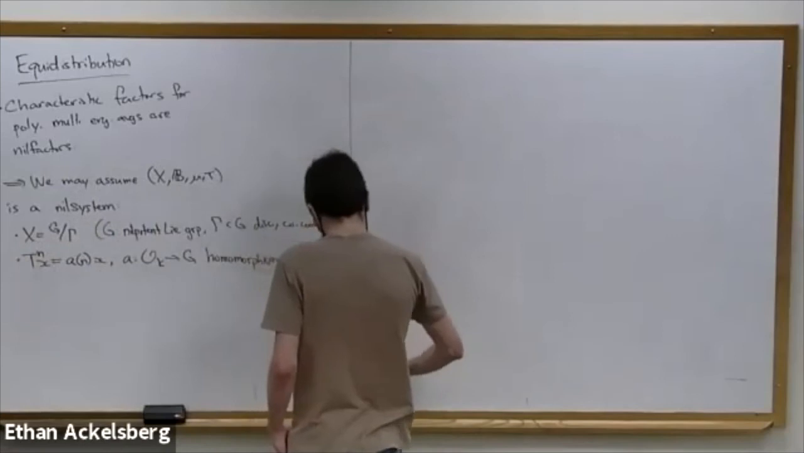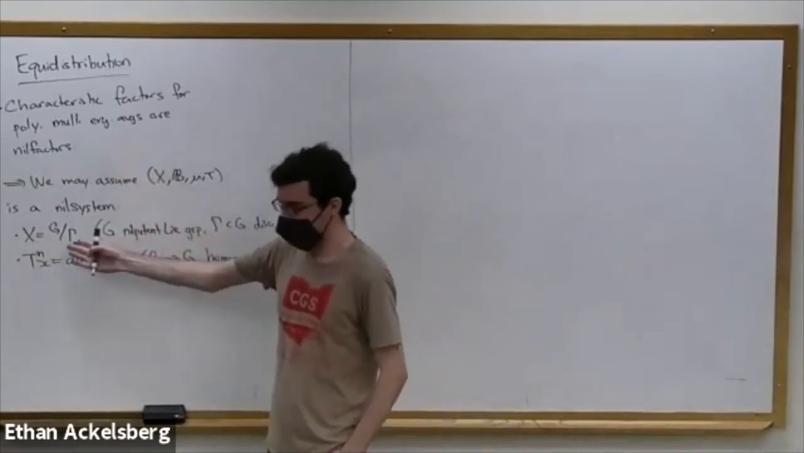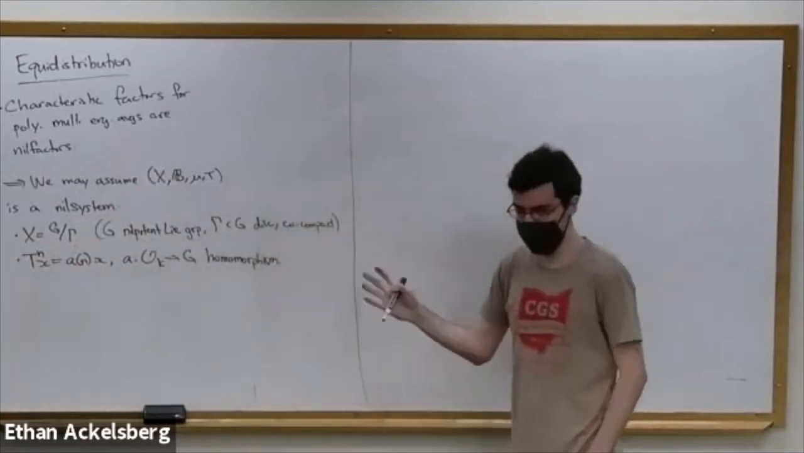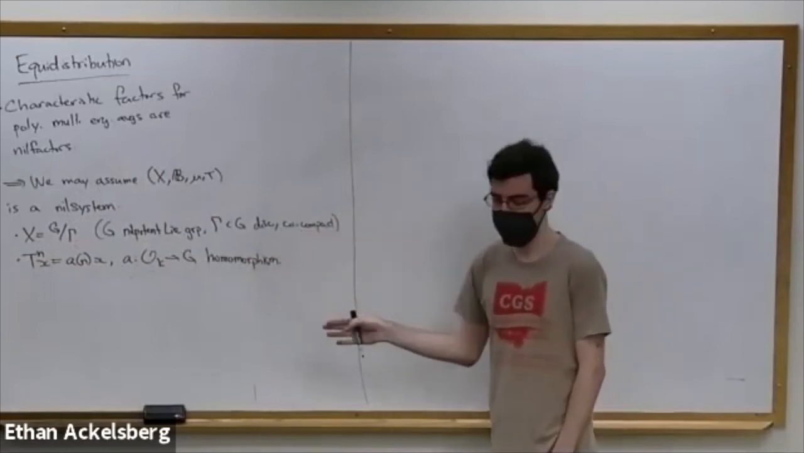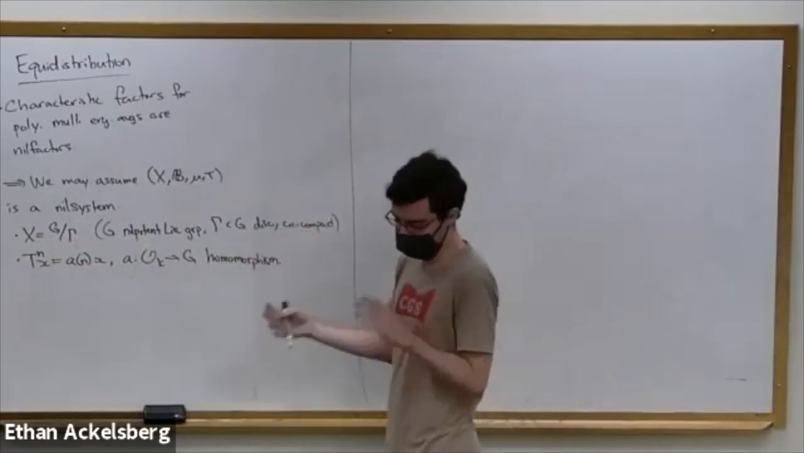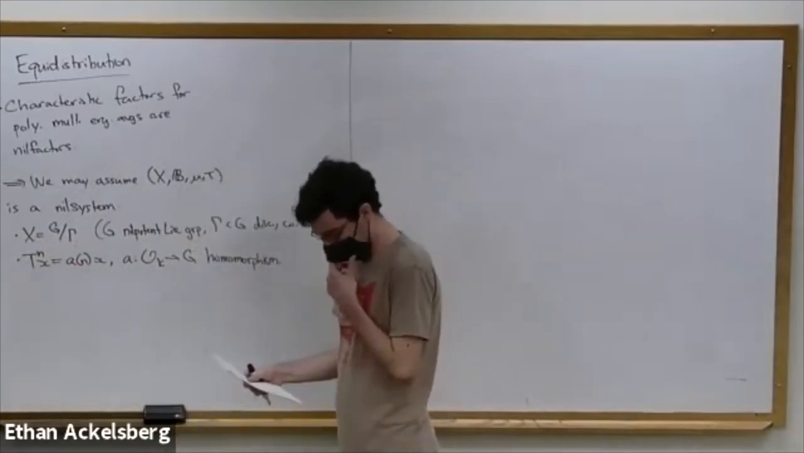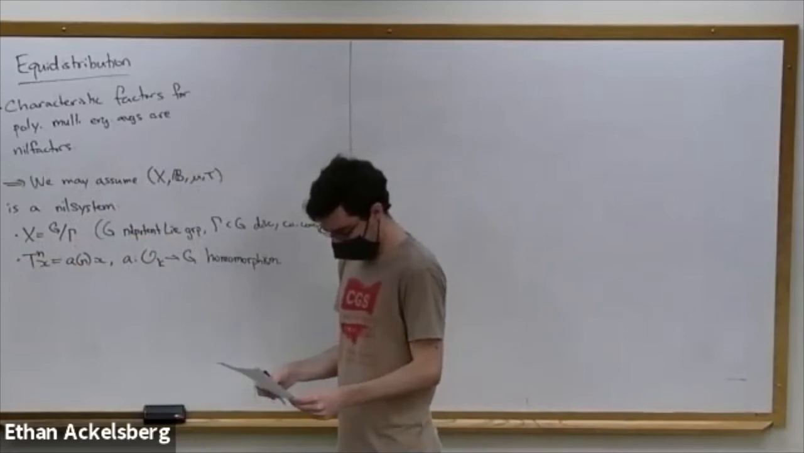Okay, and then what we're going to do is just reduce. So this result tells you that you can assume it's a nil system, and then we can use some other sort of black boxes about equidistribution to reduce this to an even more convenient system where we can start to do some calculations and say something. So maybe next time I'll talk about this other reduction.